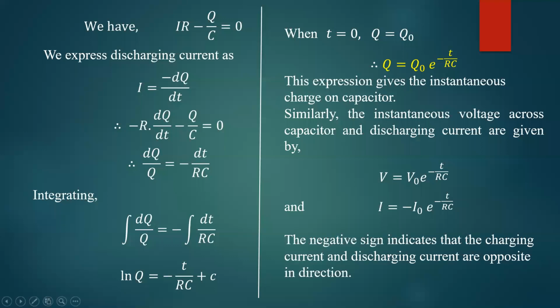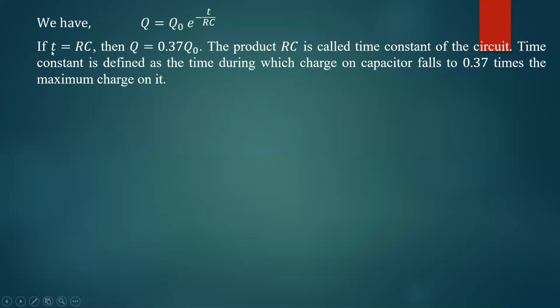We'll try to complete this discharging case by drawing the graphs for charge, etc. Also, when t equals RC, we have this equation, Q is equal to Q naught into e to the power minus t by RC. If you put t equal to RC, you get e to the power minus 1. If you calculate the value of e to the power minus 1, you will get 0.37. So the charge on the capacitor will become 0.37 times Q naught when t equals RC.